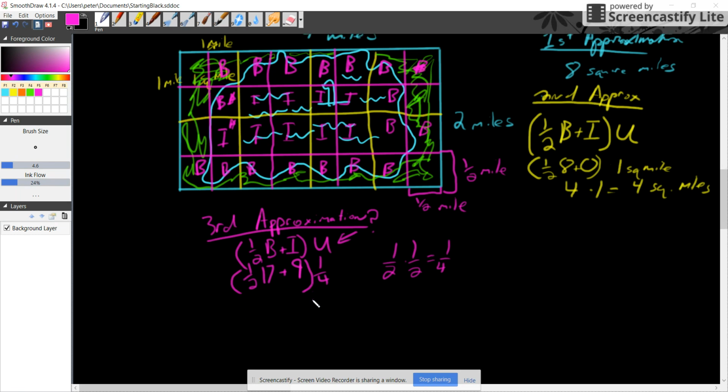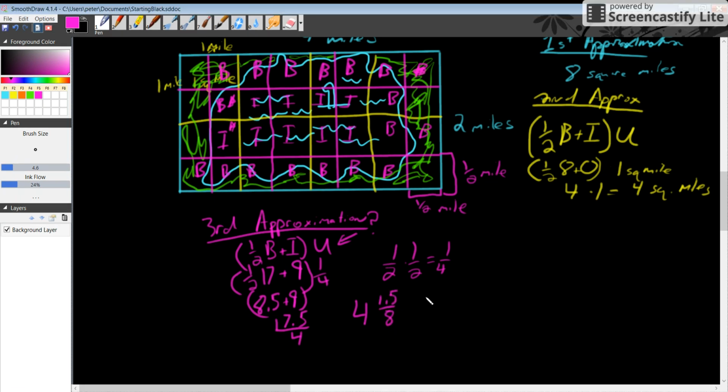Okay, so we're going to zoom down. 1/2 times 17 is 8.5 plus 9, 17.5, divided by 4. This is going to be a little bit more than 4 square miles. It's going to be 4 and 1.5 over 4, which you can call 4 and 3/8. And that is in square miles.